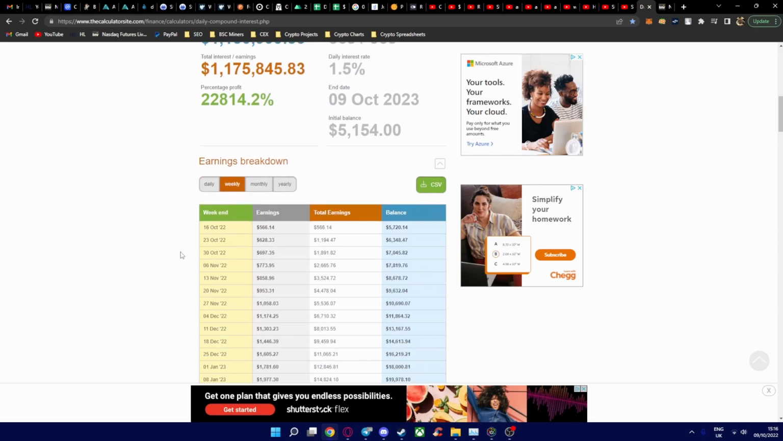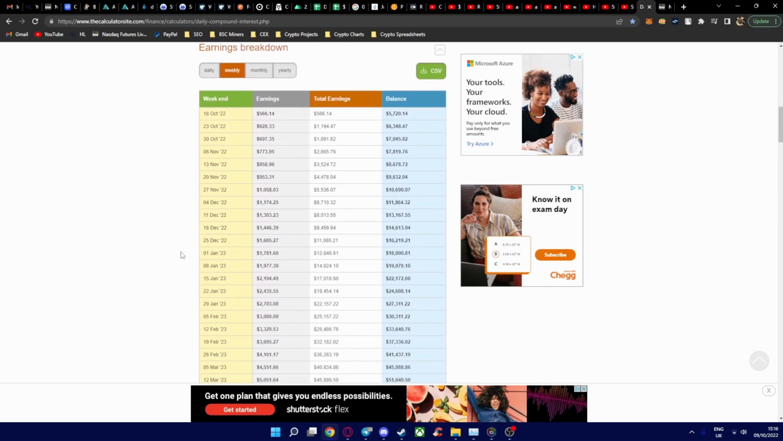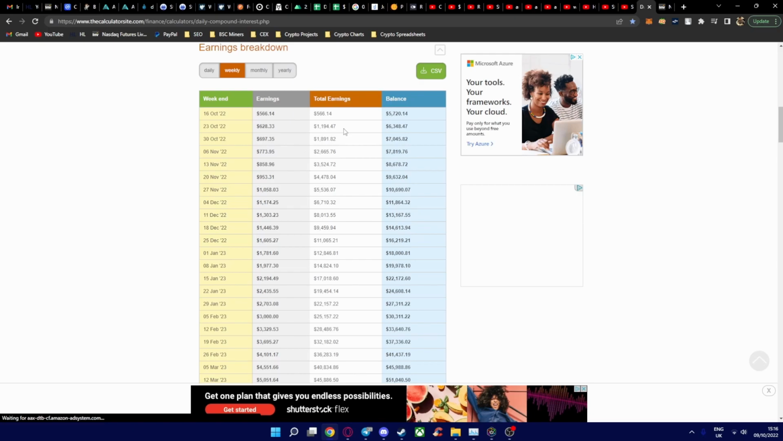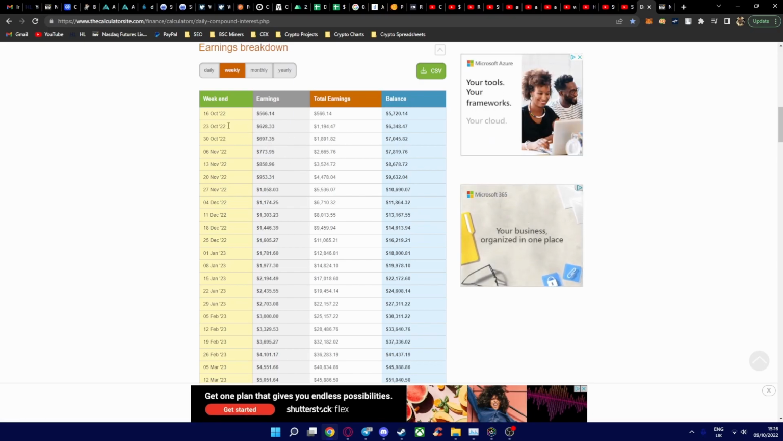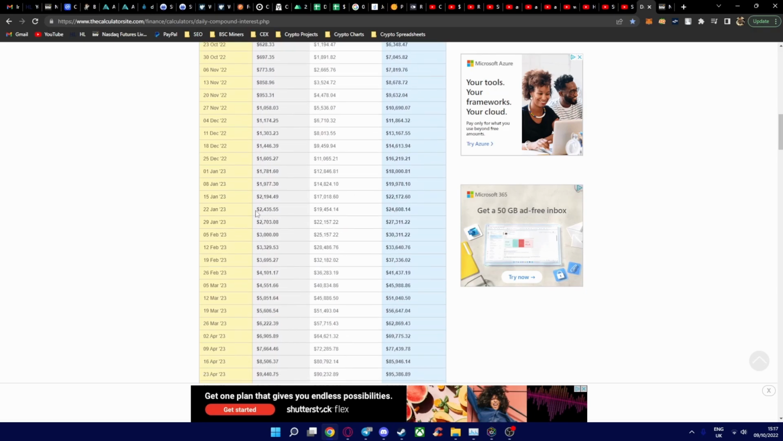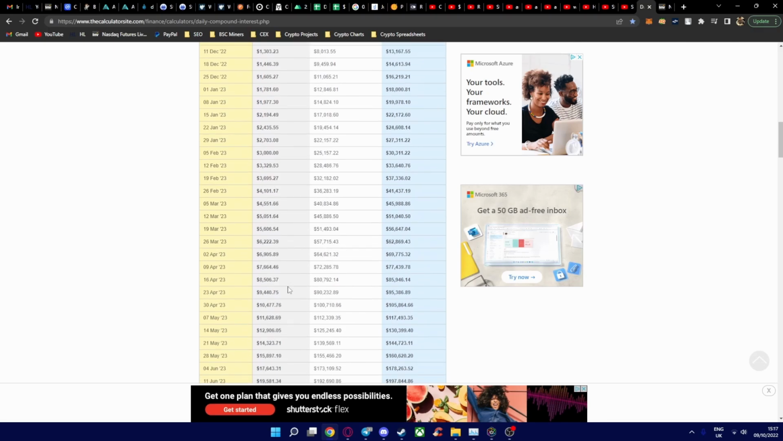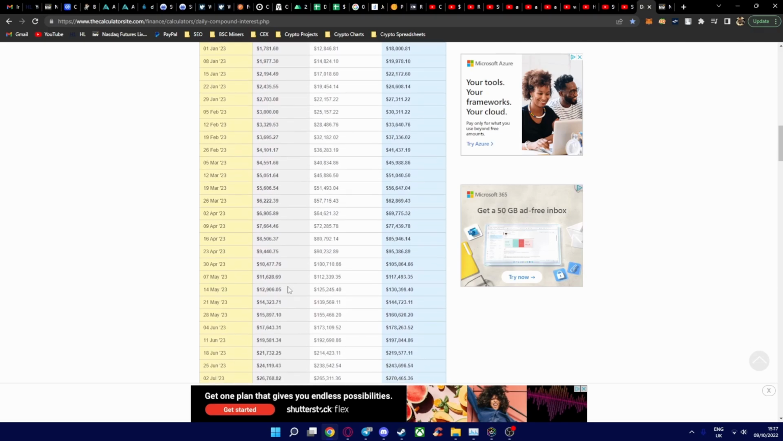And if we go on weekly, that's another nice way to break it down. So each week, this is how much you'll be earning. Total earnings and your balance with the 5,000 initial you put in. As you can see, these numbers go up very, very quickly, and it's very, very powerful. And that's just StableFund. If you have other projects as well, you can factor that in.